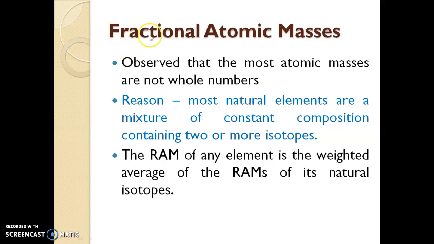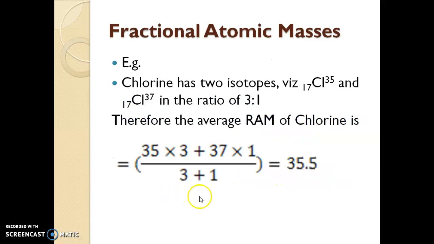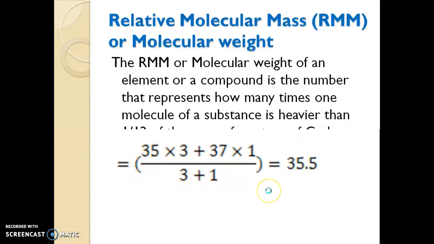Now another concept is fractional atomic masses. It is observed that most of the atomic masses are not whole numbers. Why? Because most natural elements are a mixture of constant composition containing 2 or more isotopes. Now the RAM, that is relative atomic mass of any element, is the weighted average of the RAMs of its natural isotopes. Now you have seen the example many a time. It is a very known example, so I am not going to describe this. You can see from the calculation.